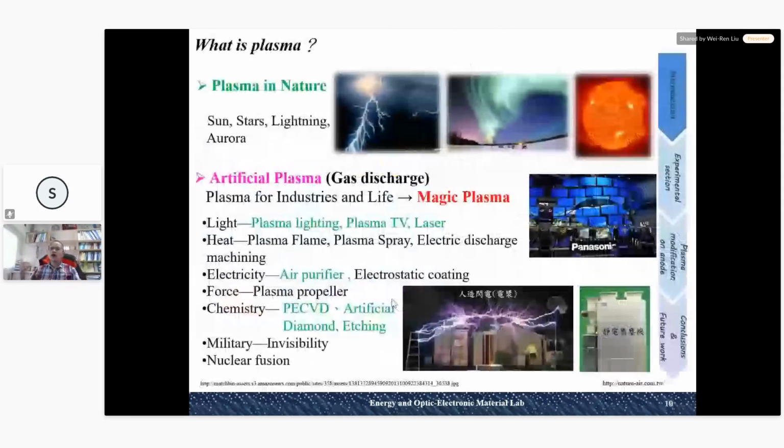So why would we like to use the plasma? So the plasma in nature, including the sun, stars, and the lightning. So in order to create the artificial plasma, we can use the gas discharge. So just use the chamber, and we just give a gas discharge with different gas in the chamber. We can create the artificial plasma to make a surface modification of the cathode or anode or separator.